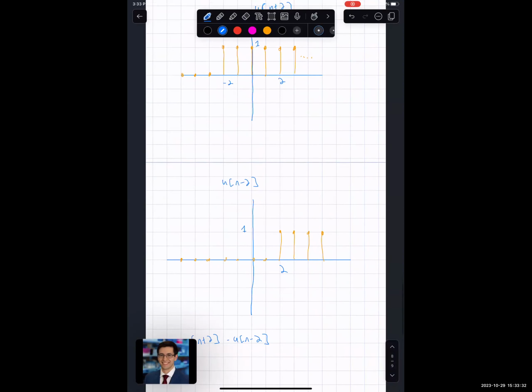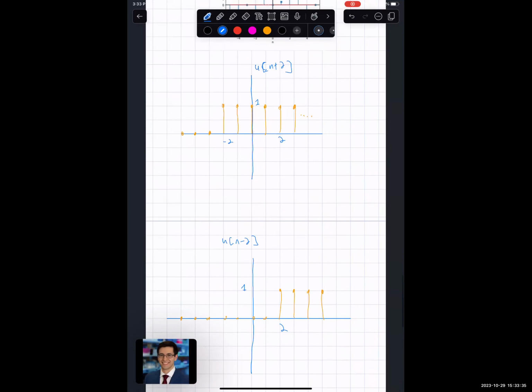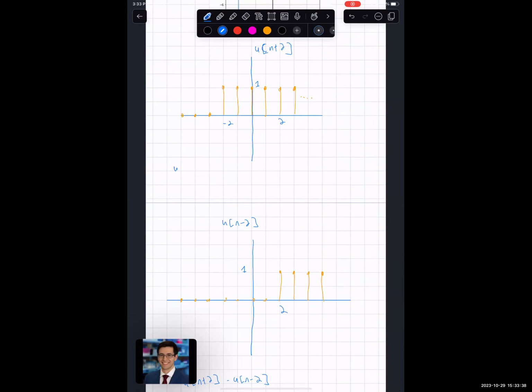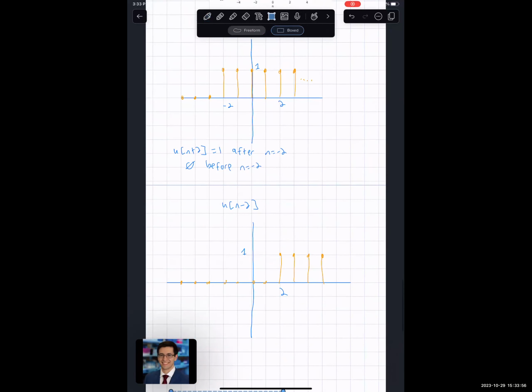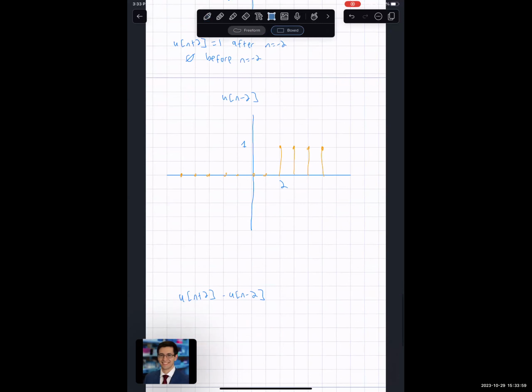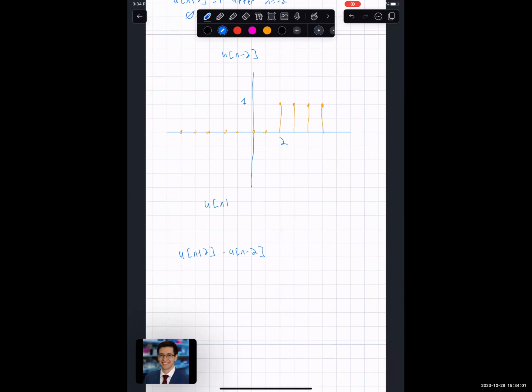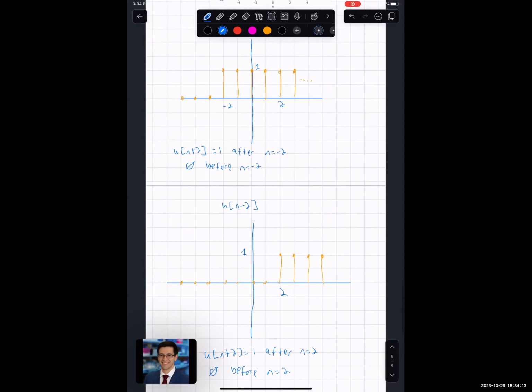So let's try to see at all times when these functions change. So basically, u of n plus 2 is going to be 1 after n equals -2, and 0 before n equals -2. This is going to help you just kind of understand what's happening. So it really only changes at n equals -2. And the same can be said here for n equals +2. So you have u of n minus 2. It's going to be 1 after n equals 2, and 0 before n equals 2. So what that means is we can break these down into regions where it's going to change.